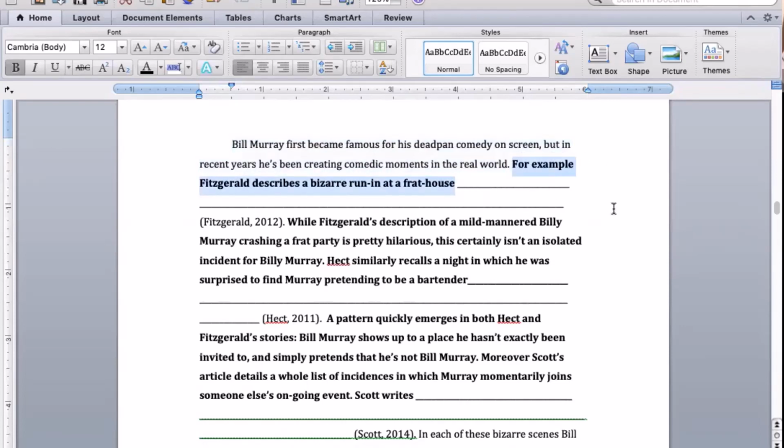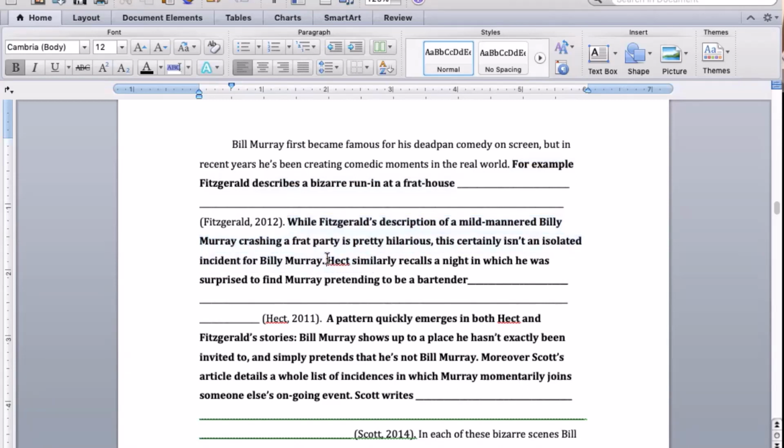So, Bill Murray doing weird stuff out in the real world for fun. For example, Fitzgerald describes a bizarre run-in at a frat house. There's the quote, paraphrase, or summary of what that author said. Well, Fitzgerald's description, so we're outroing the guest, of a mild-mannered Bill Murray crashing a frat party is pretty hilarious. This certainly isn't an isolated incident for Murray.